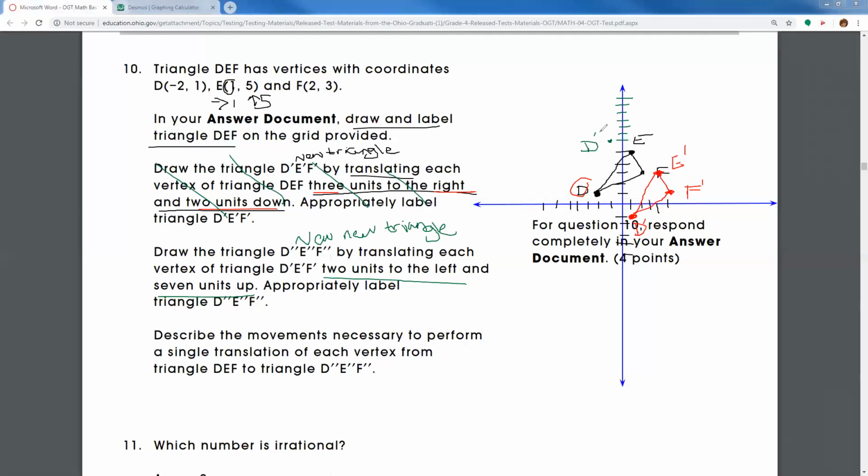And then D double prime. When you label it, we use 2 apostrophes. Then we go 2 left here and up 7, 2, 5, 6, 7, double prime. We do the same thing for F. We go 2 left, 1, 5, 6, 7. And since it's a triangle, we connect the dots.